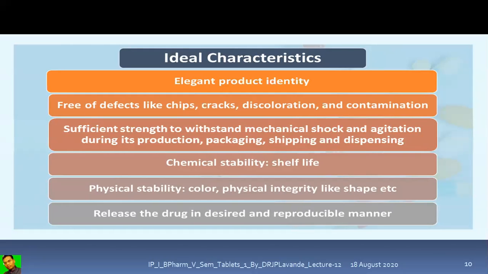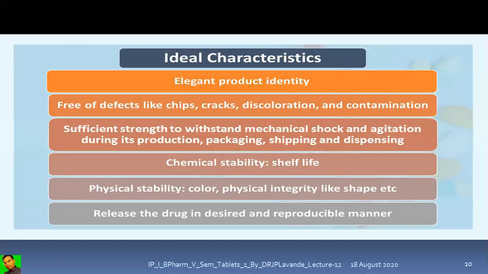Sufficient strength to withstand mechanical shock. The tablet must have a sufficient degree of strength. It should have a minimum degree of hardness so that it can withstand the mechanical shock and agitation during its production, packaging, shipping, and dispensing, and its transportation also. The tablet that is going to be produced somewhere in one corner of the country will be made available in another corner of the country or another corner of the world, right? So that will require transportation.